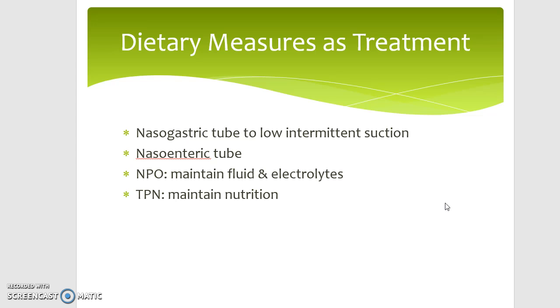Dietary measures as treatment: nasogastric tube to low intermittent suction. And again, with that, you have to be careful because you're losing those gastric secretions and those gastric acids. So you're going to be more prone to fluid and electrolyte imbalances, as well as that metabolic acidosis and alkalosis.